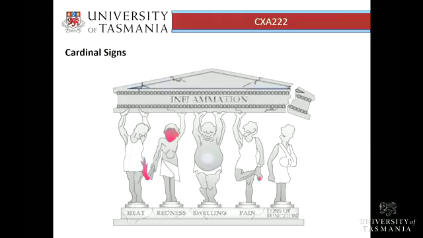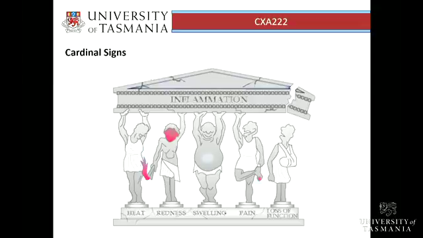So the cardinal signs are as follows. We've got heat and redness. These are caused by increased vascular permeability at the site of injury. So we see increased blood there, and we see a decrease in the blood flow, as in the speed of the blood moving through that site. So that results in heat and redness. We have swelling. This is because of protein-rich fluids leaking out of these permeable blood vessels into the site as well. Pain, obviously, it's a site of injury.